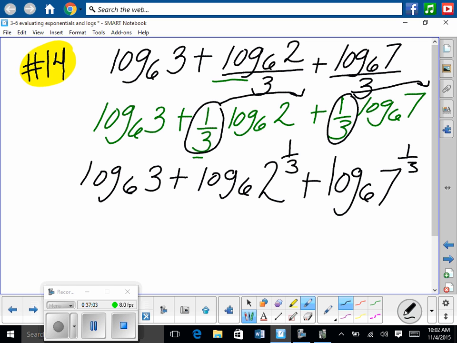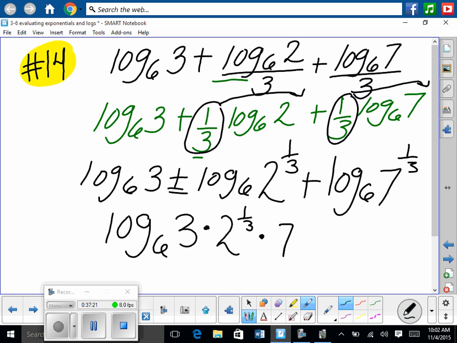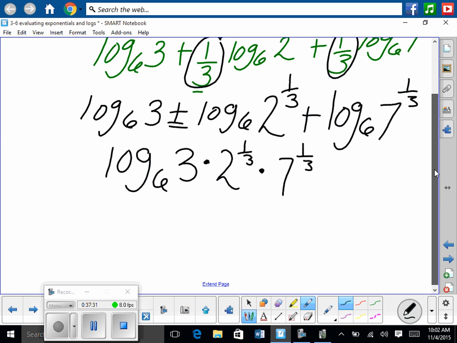Is everybody following me? And then we can rewrite it as one log. Now that we fixed all of our multiplication part, so log to the base 6 of 3, because it's add, we're going to multiply, right? 2 to the 1/3 times 7 to the 1/3, right? Since it's add again, it's multiply. Are we all following me? Because I'm feeling a little bit afraid right now. Are you guys following me? Are you understanding what I'm doing here?